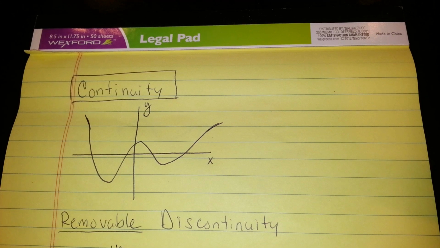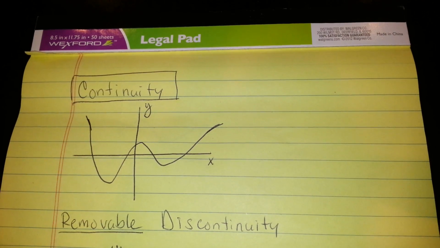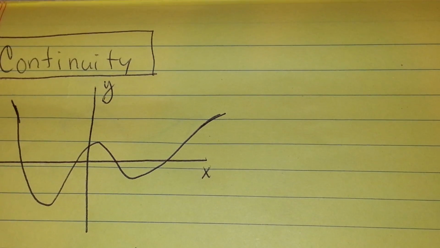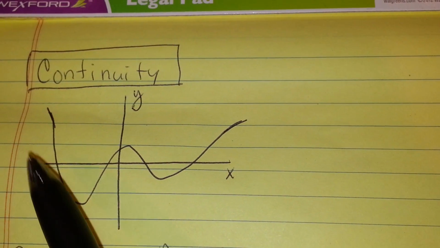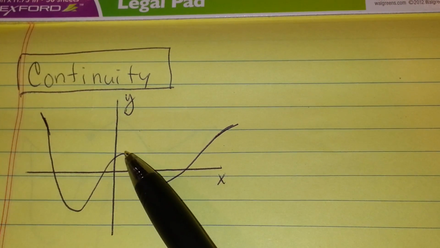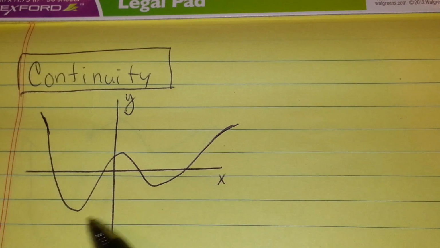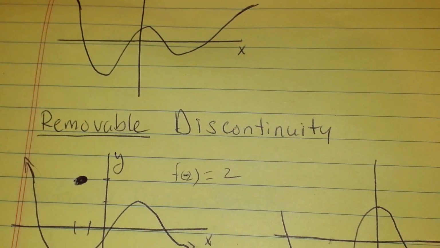I'm talking about continuity. Let's see if I can blow that up a little bit. Continuity is when a graph is continuous and there are no breaks in the graph. You don't lift your pencil or pen when you're graphing it.